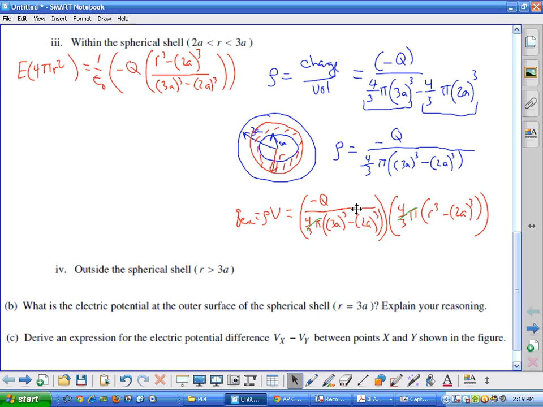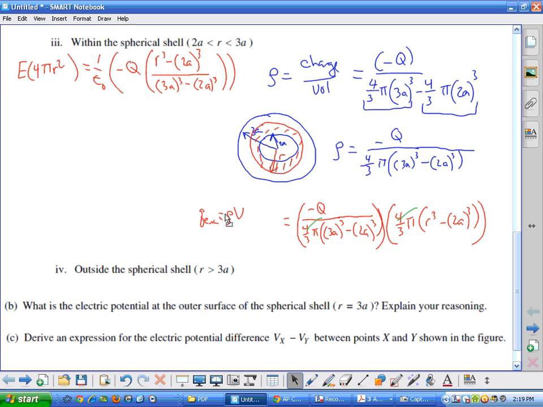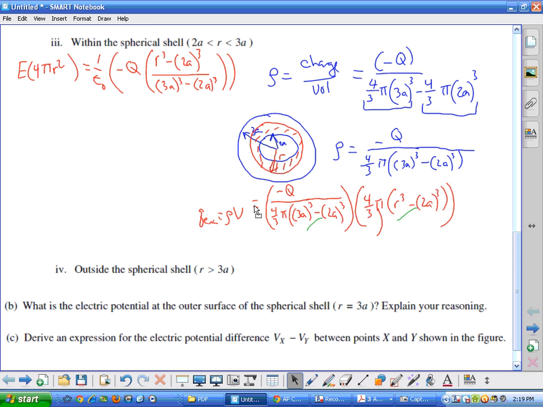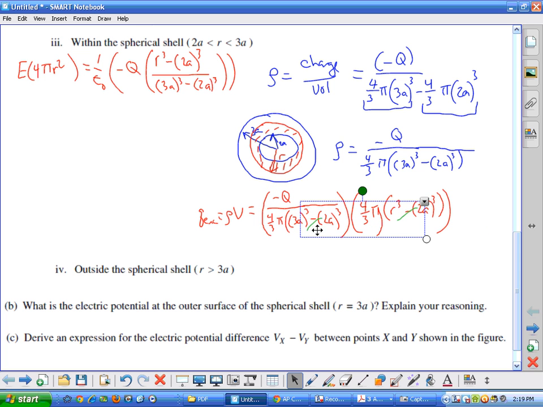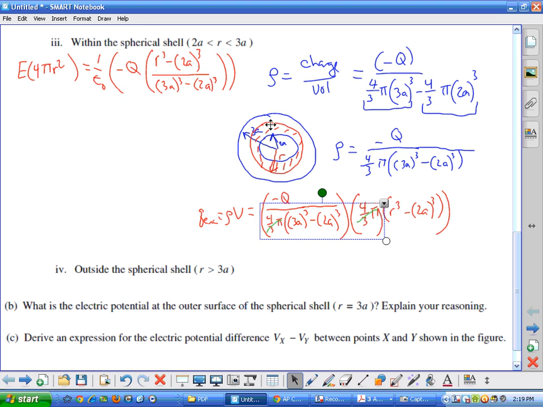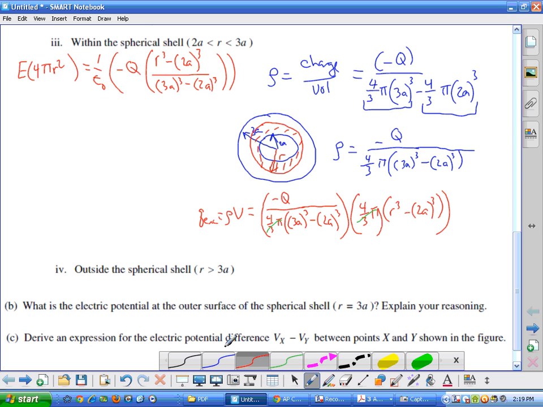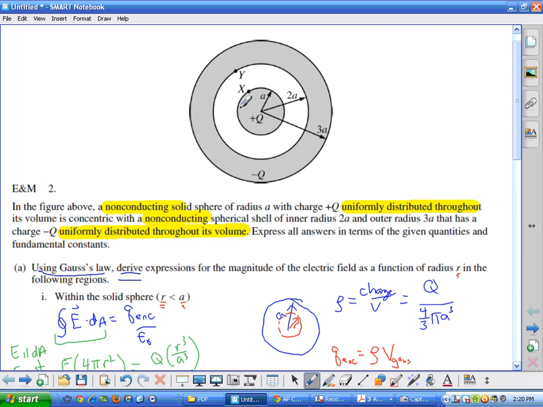There was one piece that I was forgetting here. This enclosed charge, what I was looking at was the charge in this region right here. But the one thing that we have to be careful about, and I almost forgot this, we have to add in plus Q, because that's the charge that was sitting in this region right here, from this sphere. So again, we have to be careful when we're in this region right here.